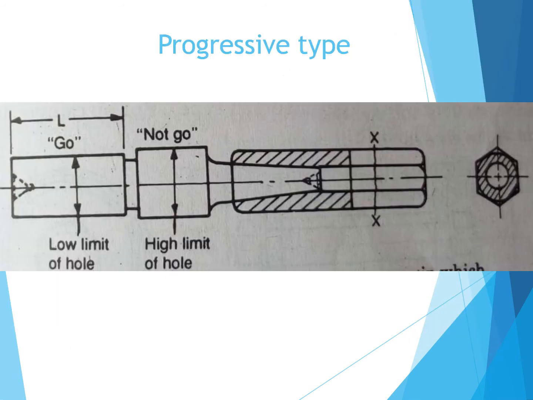Then the second one is called as progressive type, where both are on the same side. They are called as progressive type of gauges. So in the single end type, we have seen they are at the two extreme ends, whereas in progressive type, go gauge and no go both are on the same type of the plug gauge.